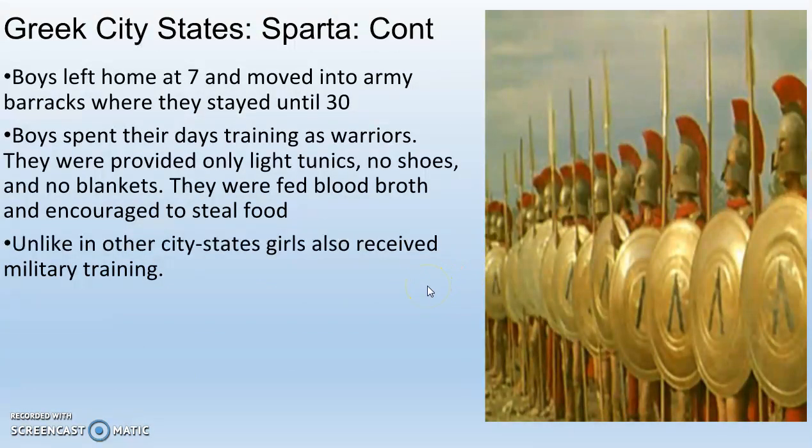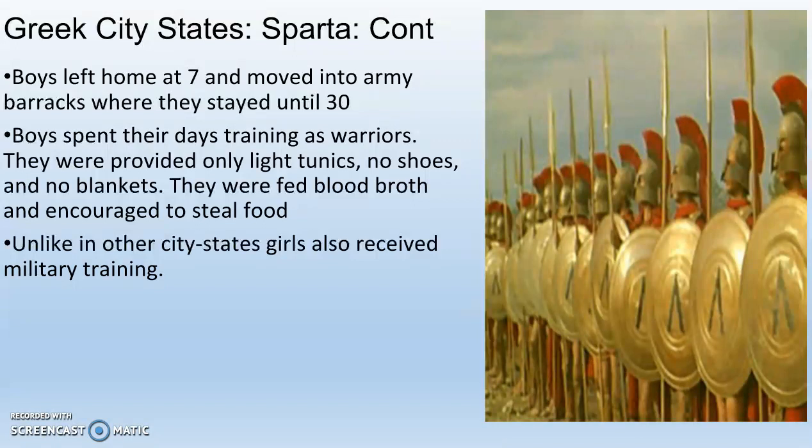Let's talk about the education of a young Spartan boy. As a young Spartan boy, you're going to leave home at 7, and you're going to move into an army barracks where you stay until you are 30. You're going to spend your days training to become a warrior. You're provided with very little clothing and not nearly enough food. The only thing they're going to feed you is blood broth, which is a soup made out of blood.